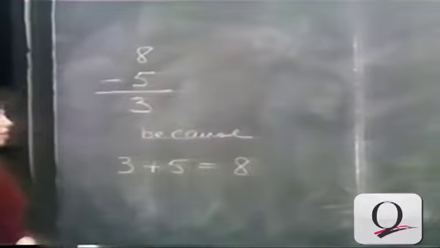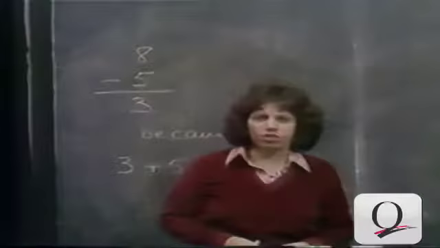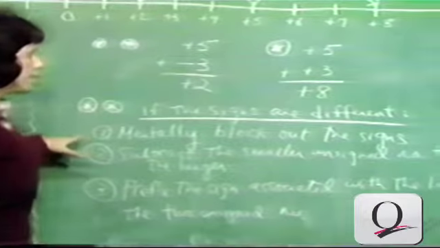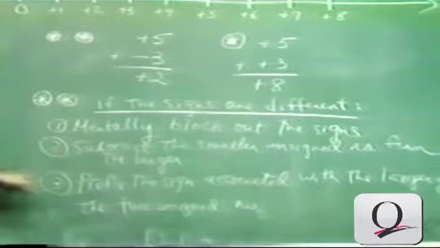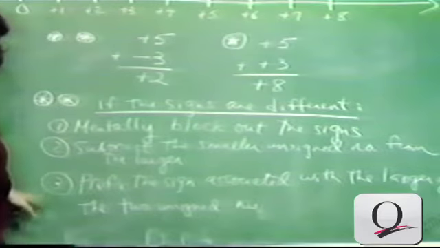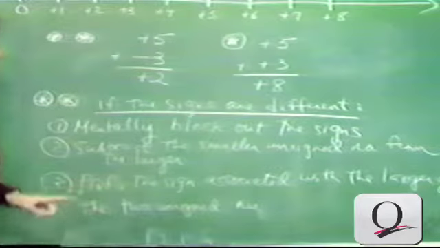Okay? It would be a good idea if we would review the rules for addition of integers or signed numbers before we start with subtraction. When the signs are different, first of all, mentally block out the signs. Then subtract the smaller unsigned number from the larger. And finally, prefix the sign associated with the larger of the two unsigned numbers.